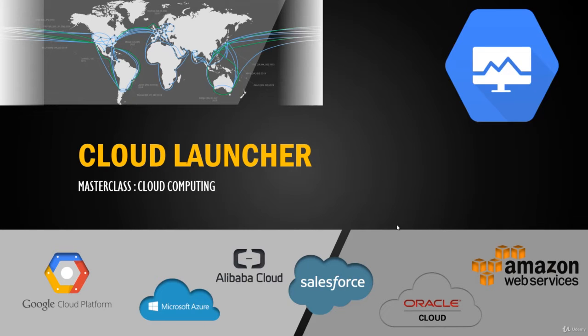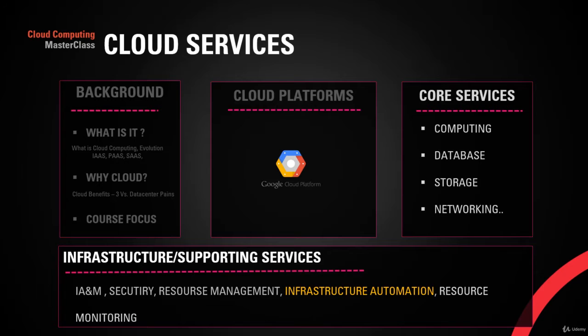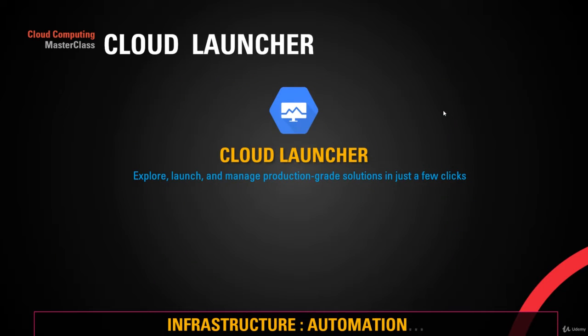Cloud Launcher. In this particular lecture, we will go ahead and browse some of the properties of Cloud Launcher. Cloud Launcher is a part of infrastructure automation and it is not a part of actual core services, but using Cloud Launcher, you can launch different core services that are available out of Google Cloud Platform, but it is more importantly a marketplace. So let's go ahead and understand.